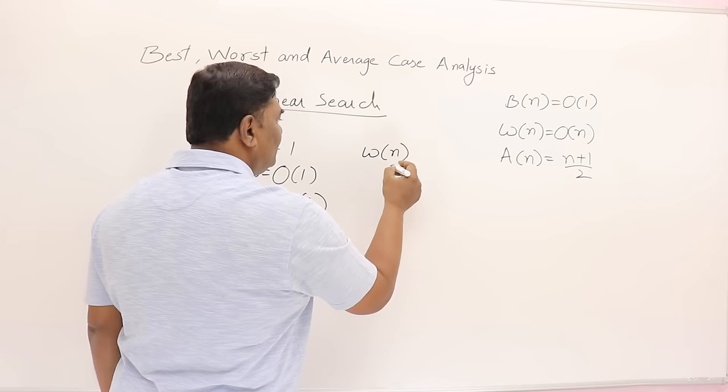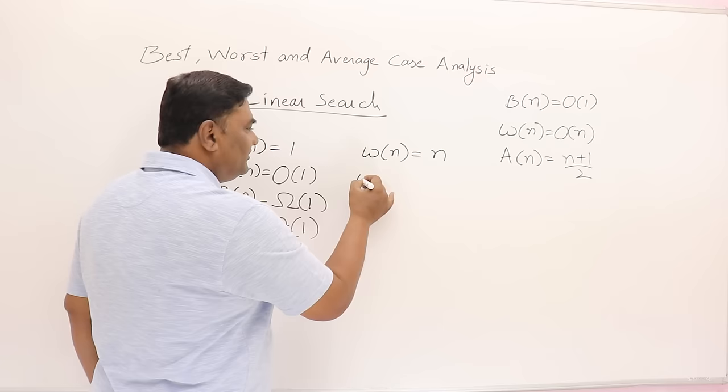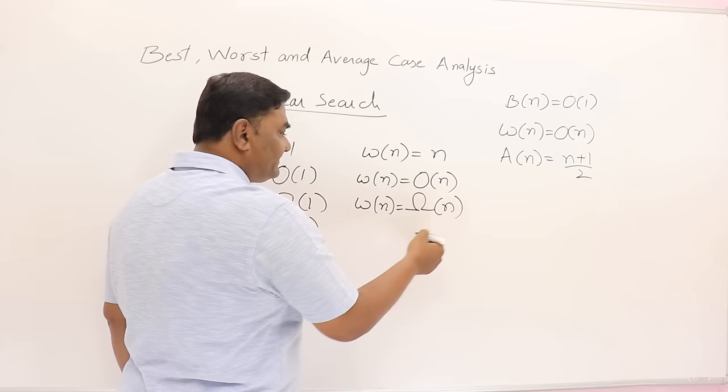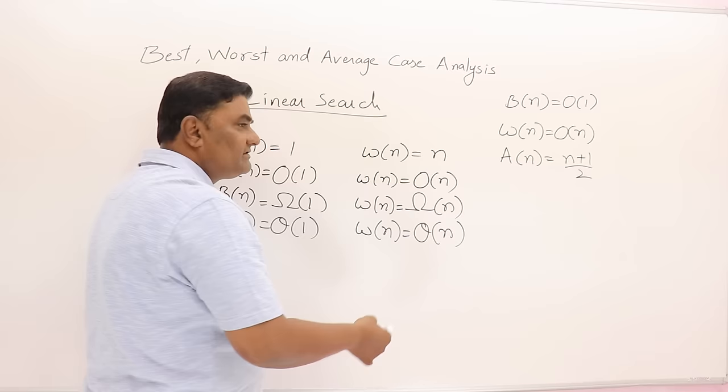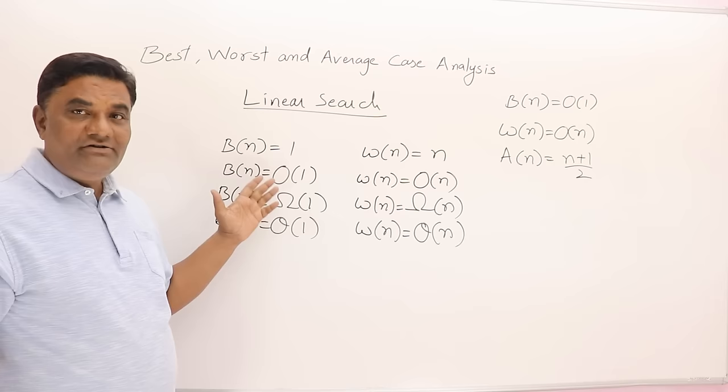Now worst case, the time is n. This belongs to a class that is linear. Function is linear. Can we write worst case time as big O of n? Yes. Worst case of n is omega of n? Yes, I can write. Worst case of n is theta of n? Yes. I can use any of these notations. There is no fixed notation to show that this is best case, this is worst case. Best case can be written using any notation, and the worst case can also be written using any notation.